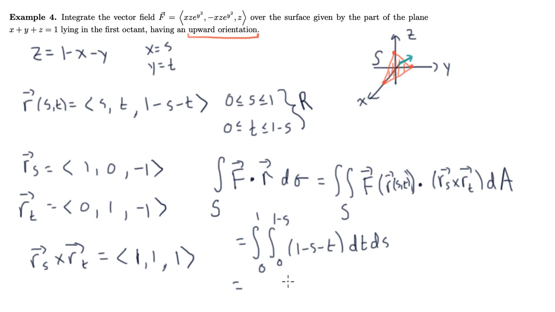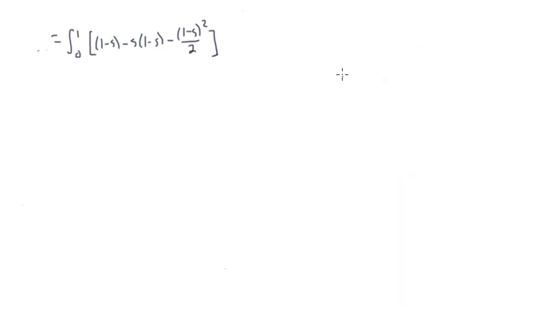Okay, so I have a t, so that's a 1 minus s. And then here I'm going to have a ts, so that's minus s times 1 minus s. And then I have a t squared over 2, that's going to be minus 1 minus s squared over 2. Okay, so we're going to continue evaluating this integral. Of course, I need a ds here.